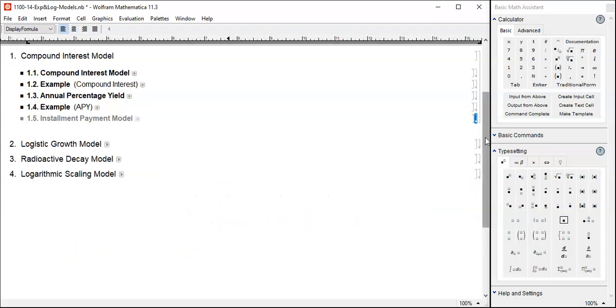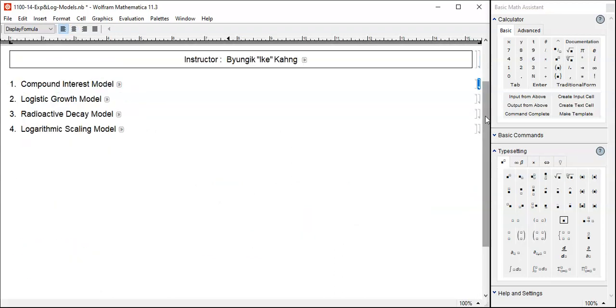I'll stop here. This is getting way too complicated. So section 1 is done.